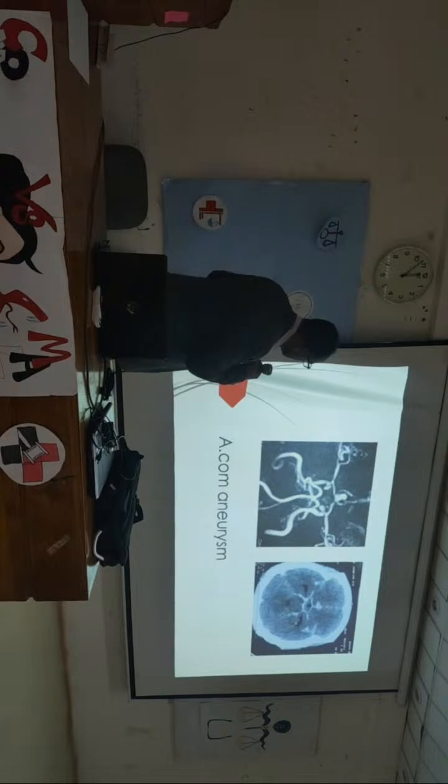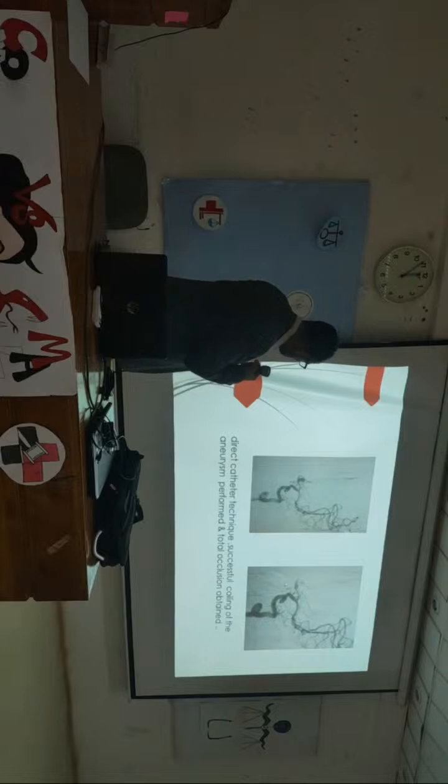This is the right side. In between, there is the communicating artery, communicating the right and left carotid arteries. And as this is a connection, usually this is a common site to develop aneurysm. And this is the MRA showing us the aneurysm at the site of the communicating artery. And actually, this is the subarachnoid hemorrhage of this apical aneurysm.